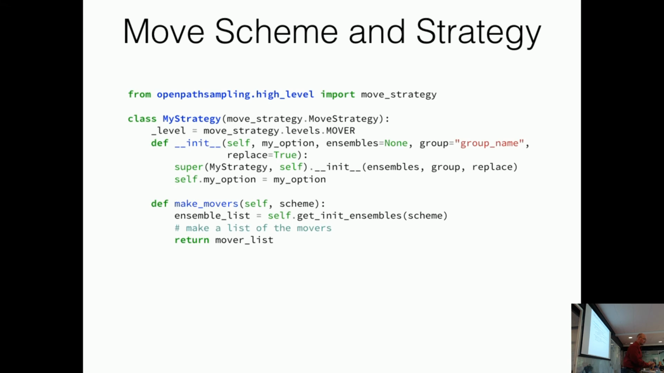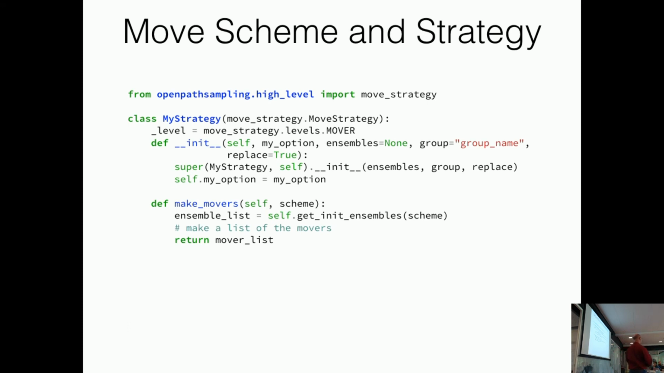And so you set it up like this. You have to have something that makes the movers. This is a trick that will get the ensembles that you need. You probably won't need to override that. In rare cases, you might need to override the get init ensembles. And then from this ensemble list, that's the list of ensembles, you just apply those to make the movers that you need, one mover per ensemble.